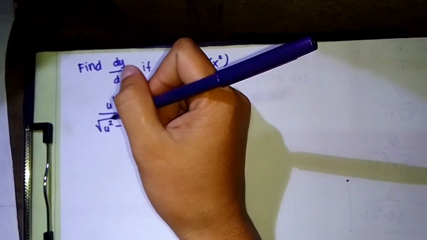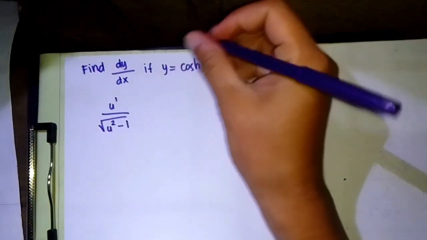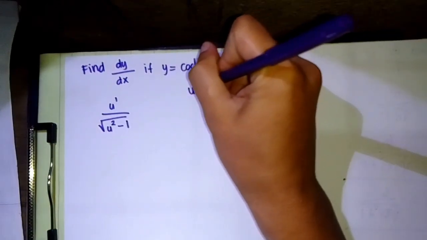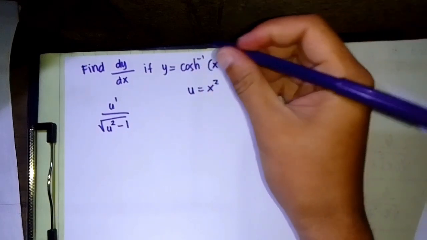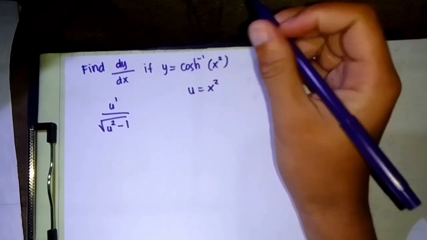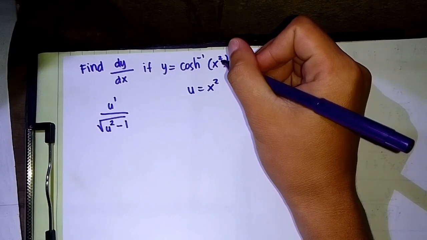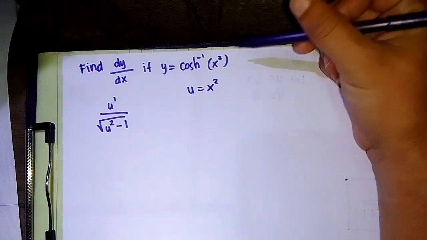So in this problem, our u is equal to x squared. Again, the variable u is whatever function is inside the cosh.